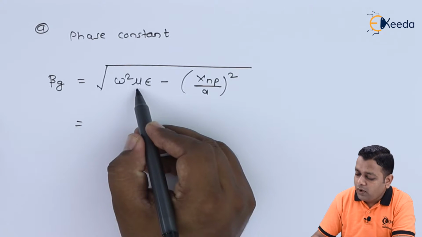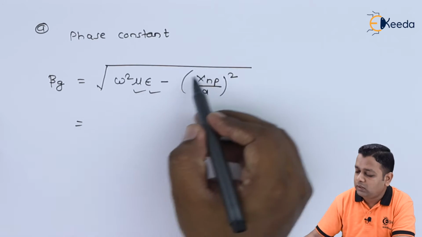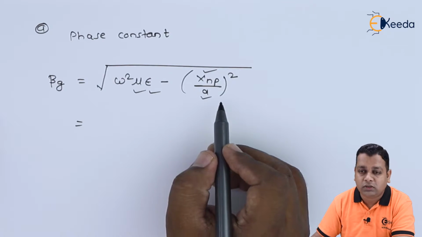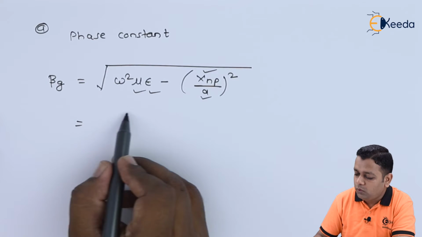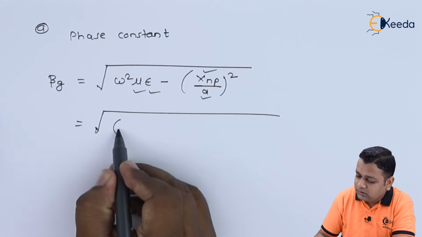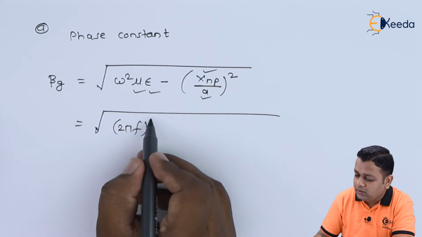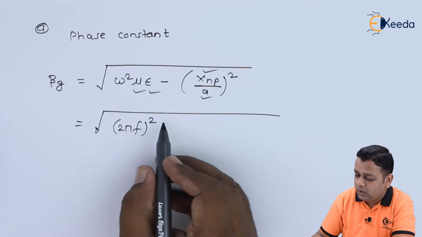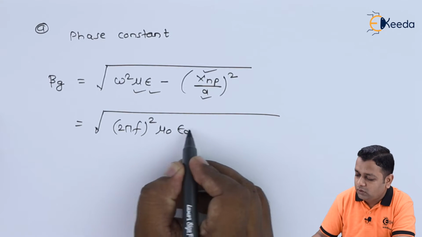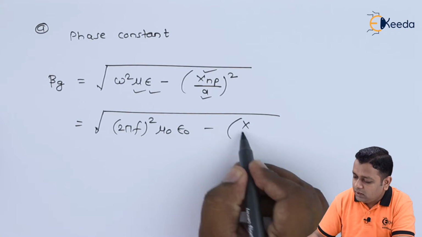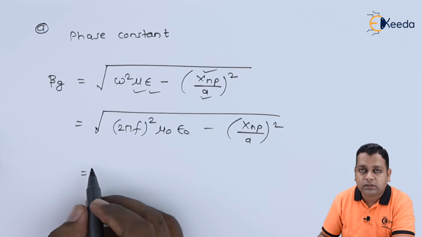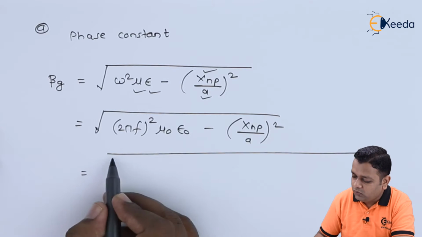Now we have the value of mu, we have the value of epsilon, x suffix np also just now we have written. The value of small a radius is also determined. We don't have omega, so omega, being the angular frequency, can be expressed as 2 pi f. So omega is squared, we square the bracket for 2 pi f, we replace mu by mu 0, epsilon by epsilon 0, and here x suffix np divided by small a, which is to be squared. By the next step, we can substitute the values here.